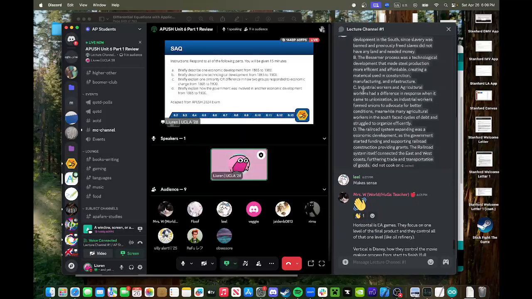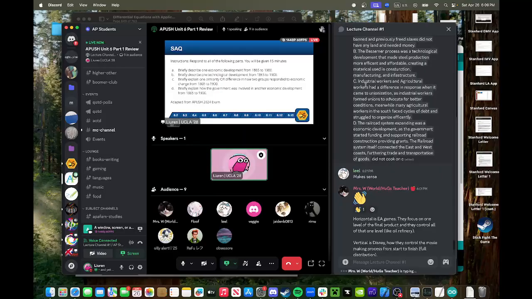Part C. Industrial workers and agricultural workers had a difference in response when it came to unionization, as industrial workers formed unions to advocate for better conditions. Meanwhile, many agricultural workers in the South, you should specify sharecroppers and tenants in the South at the beginning, because I thought you were talking about farmers as a whole in the West. Meanwhile, many agriculturalists face cycles of debt and struggle to organize efficiently.